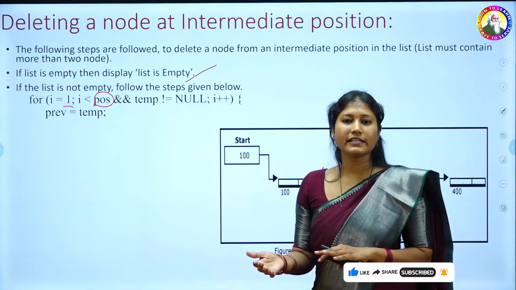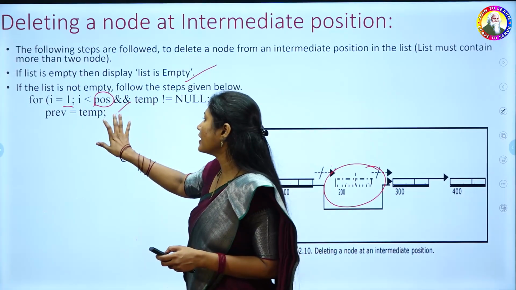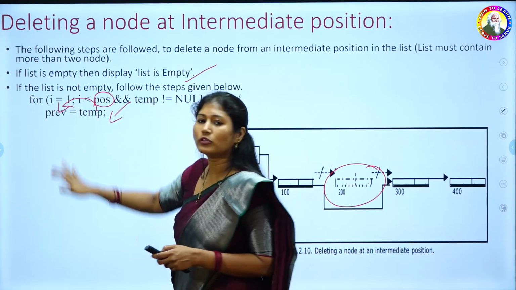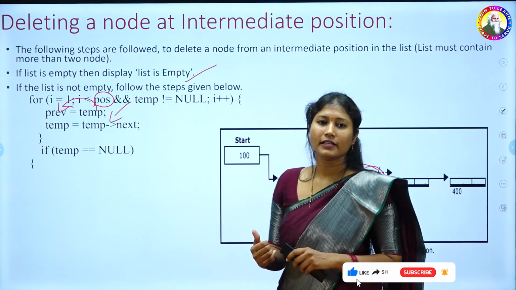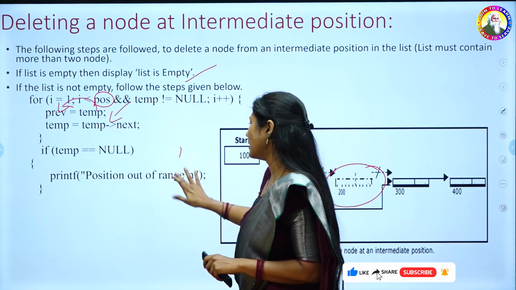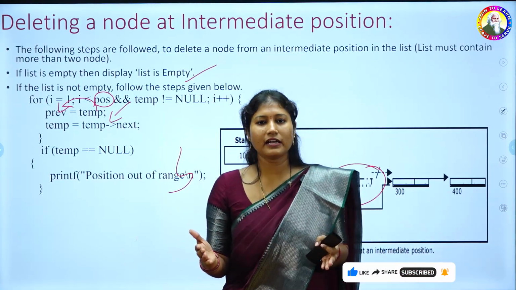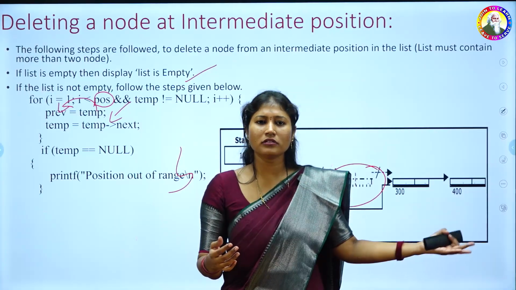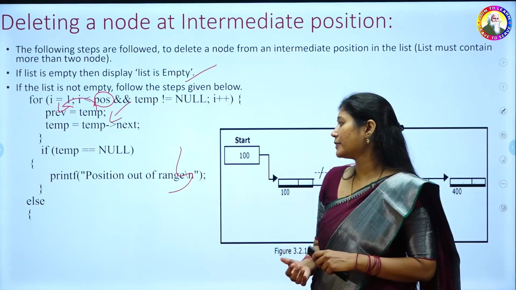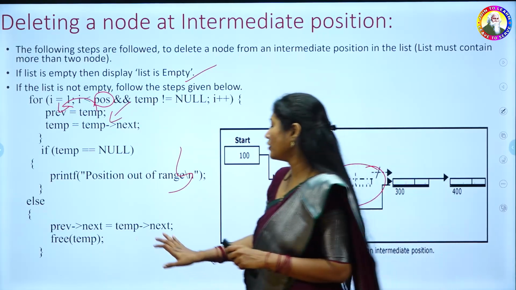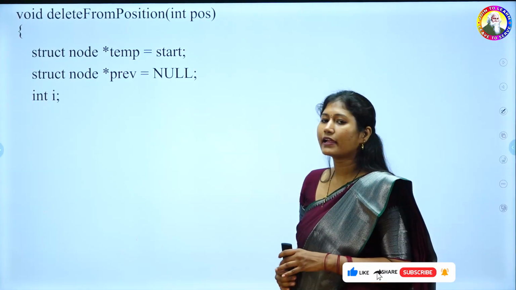Initially the temp value will be same as that of the start pointer and the previous pointer will be equal to null. But after getting into the loop, we are sending every temp to the previous one and we are changing the temp to the temp next value. That's it. If temp equal to null in between, then it is treated as the position is out of the range. If your list is only of 10 elements, but you want to get in between the 12 or 13, then what happens? It should say that position is out of the range. Or else, directly we are going to change the temp next address with the previous next and free the temp. We are deallocating the memory.